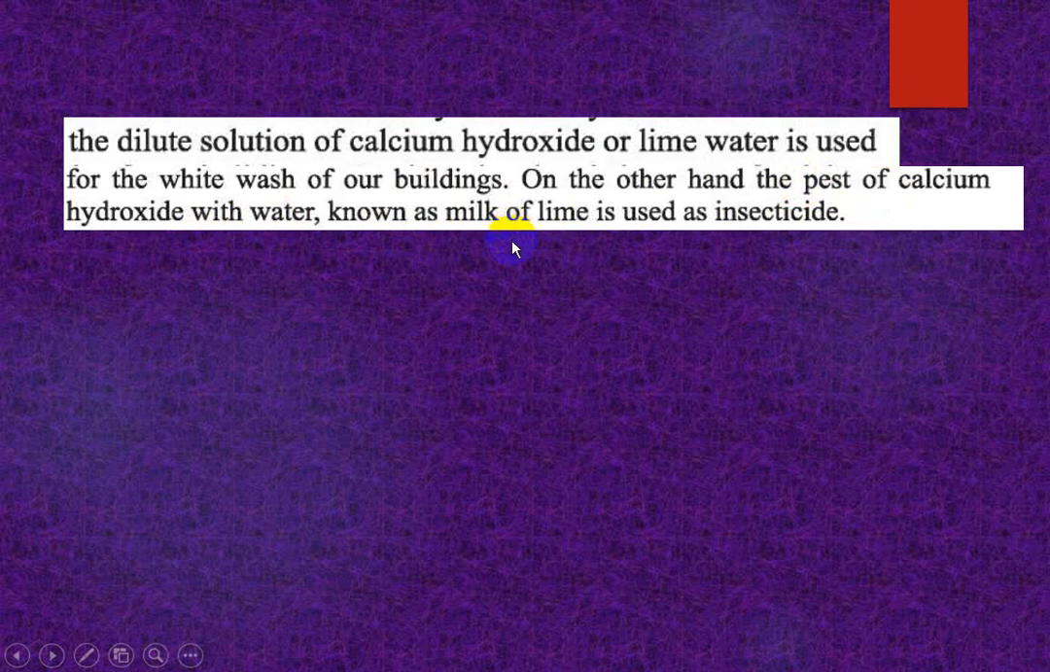as an insecticide for killing insects. Milk of lime is calcium hydroxide. What is the formula of milk of lime? It is calcium hydroxide. This is an MCQ question that may come here. What is the formula of milk of lime? Calcium hydroxide.